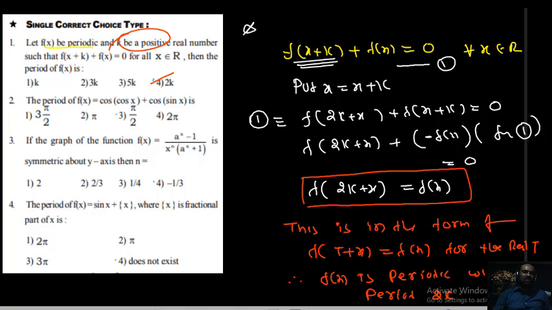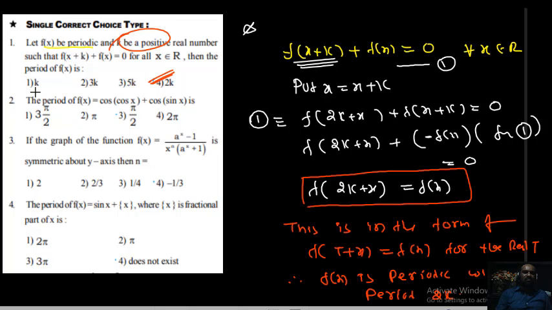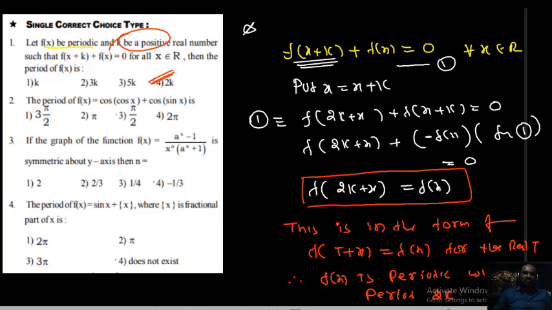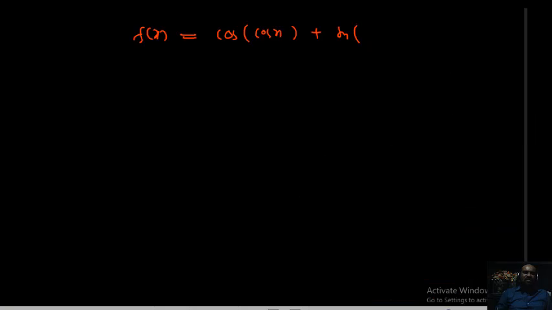Okay, next problem. What is the next problem? Find the period of the function cos(cos x) + sin(cos x)... the function is cos(cos x) plus sin(sin x), as written, cos of cos x plus cos of sin x.